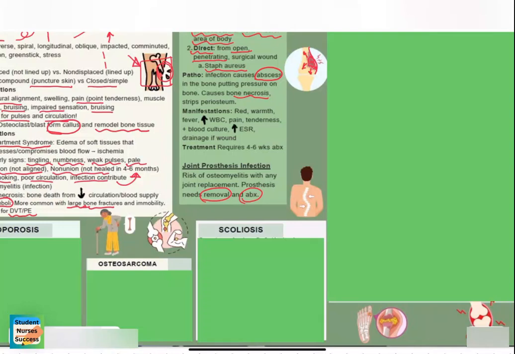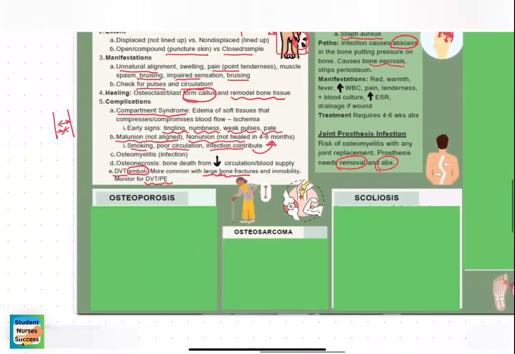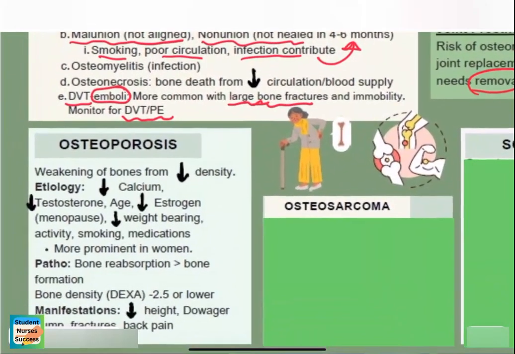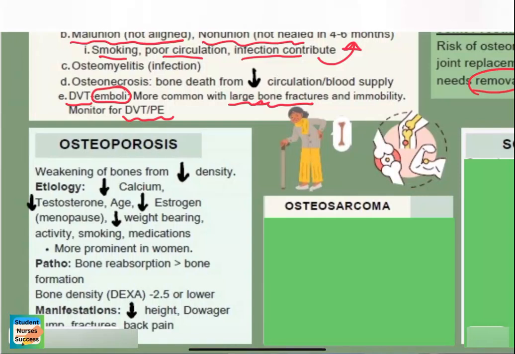Let's move on down to some other disorders before we get over to arthritis. I'd like to talk about osteoporosis. Osteoporosis is weakening of the bones from decreased bone density. The cause is often decreased calcium. As we get older, if we're men, we have decreased testosterone. Women have decreased estrogen once they hit menopause. And this really starts to accelerate osteoporosis. We do think of it more prominent in women. However, it is something that can happen in men as well.